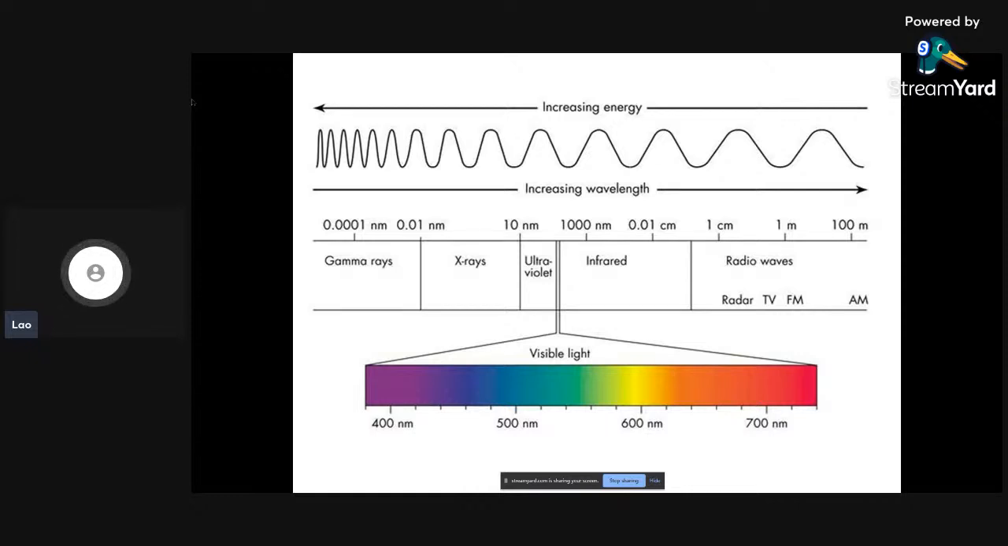Okay, so as you can see, we do have here gamma rays, X-ray, ultraviolet, and we have also the small part sa middle. Ito yung visible light na kung saan nakikita natin. So we do have here infrared and radio waves. As you have noticed, when the wave is longer, it means the frequency is lower. But when the wave is shorter, it means the frequency of the wave is higher.